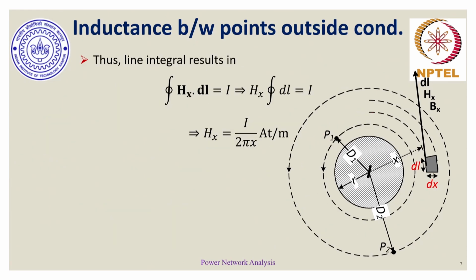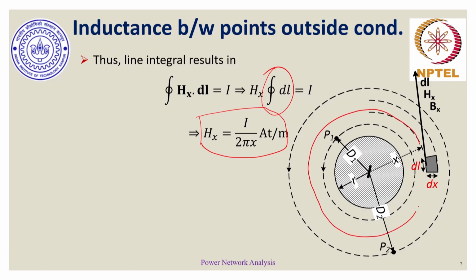So, we can make use of that property along with the property of dot product of two collinear vectors, and we get this beautiful expression for H of x, where integral of dl is nothing but the circumference of the circle whose radius is x. The circumference is going to be 2 pi x. So, we have H of x as I by 2 pi x.